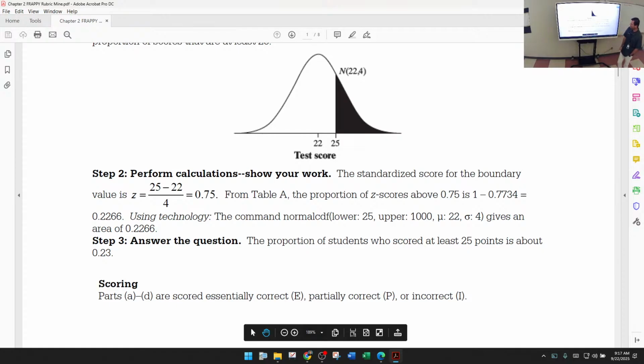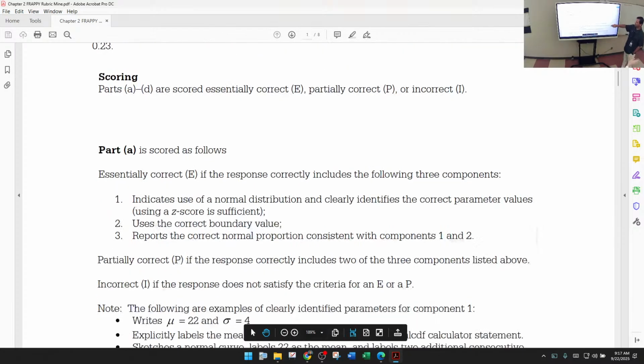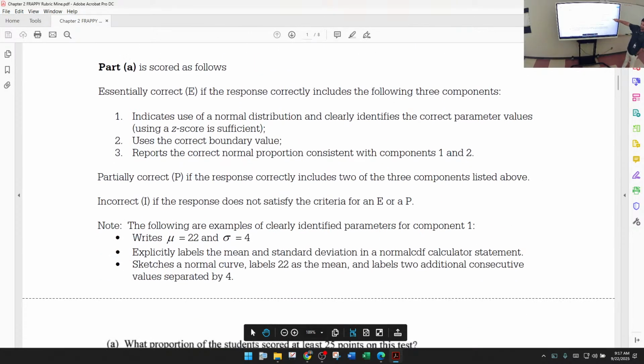Using technology, normal CDF gives you 0.2266 also. The answer to the question, the proportion of students who scored at least 25 points is about 0.23. Scoring A through D. So why do we use the technology, we don't define Z-score? We're getting ready to see what it says.